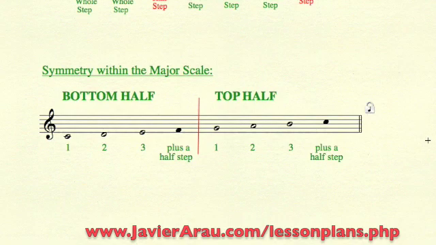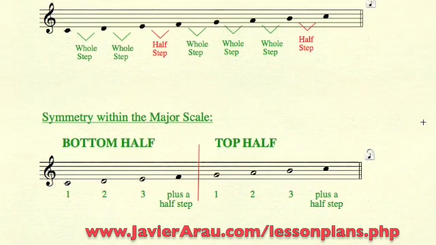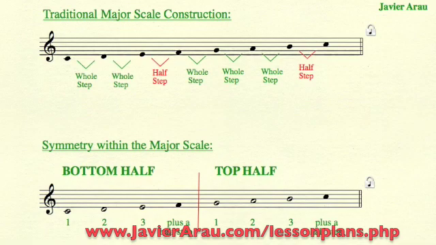So the top half is actually the exact same construction. And this is what a lot of people miss when they look at a major scale: the top half still follows a 1, 2, 3 pattern of whole steps and then a little half step at the end. So let's go ahead and hear the major scale, and then we'll move on. And again.